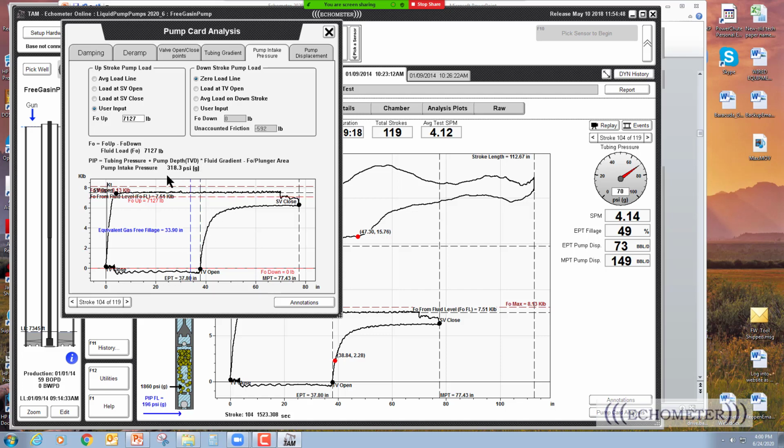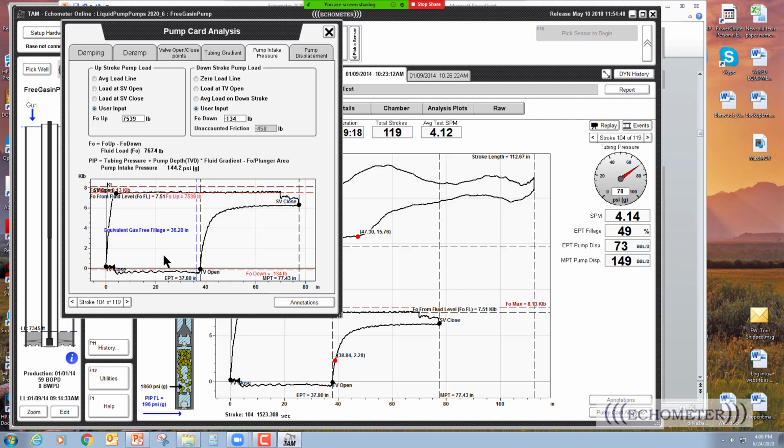Because what happens, look, the pump intake pressure, as I move the FO up down to that line right there, it's going to cause the pump intake pressure to get higher, pump intake pressure, less fluid load. Or I could say move this line right here down a little bit, right about there, and then move that line down right there, and it's about the same then.